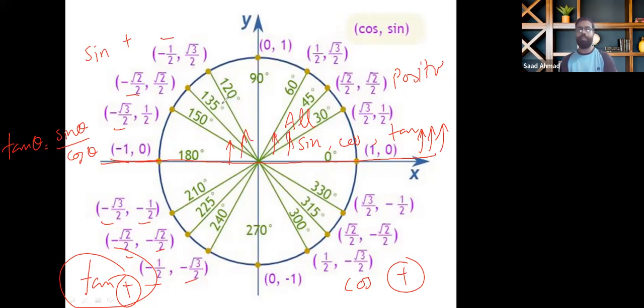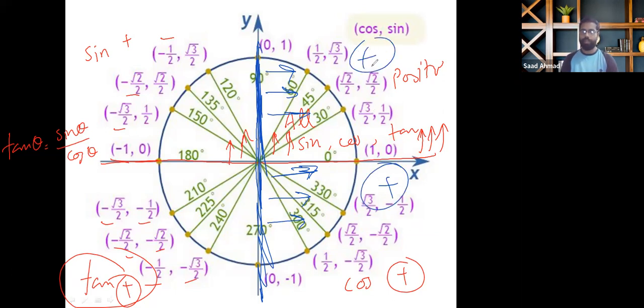The cos represents the x value. Cos represents the x values, right? So when you are on the right side of the y-axis, the x values are positive, so the cos values are positive. You see the cos values are positive in the first and fourth, and the sine values are positive in the first and second. And in the third one, both sine and cos are negative, but the tan is positive.